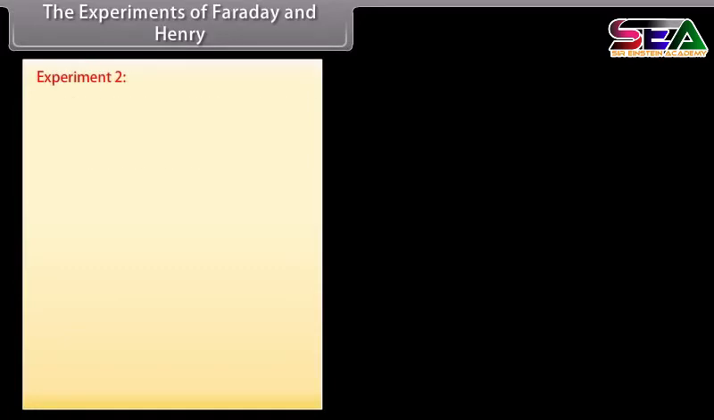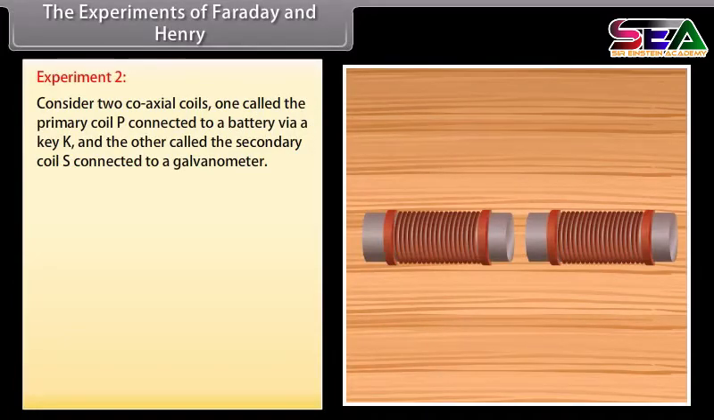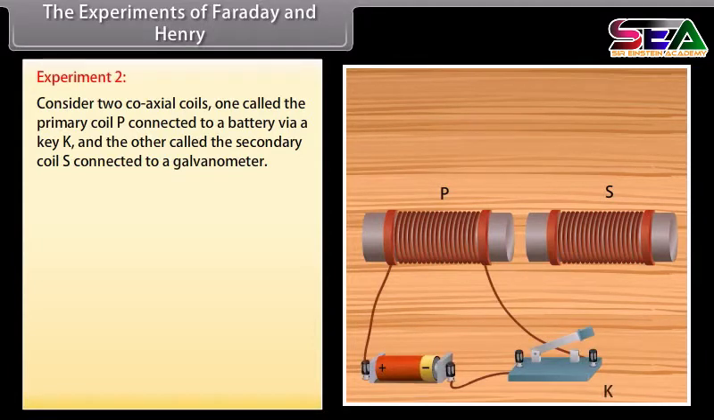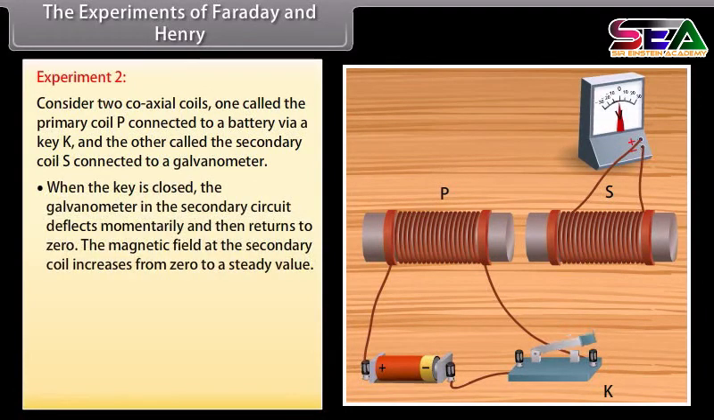Experiment 2. Consider 2 coaxial coils, one called the primary coil P connected to a battery via a key K, and the other called the secondary coil S connected to a galvanometer. When the key is closed, the galvanometer in the secondary circuit deflects momentarily and then returns to zero. The magnetic field at the secondary coil increases from 0 to a steady value.